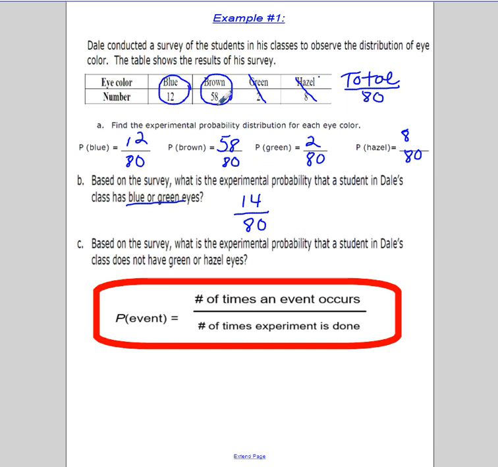So we can take these two together and add them together. So 12 plus 58, that's going to be 70 out of 80 students that did not have green or hazel eyes. All right?